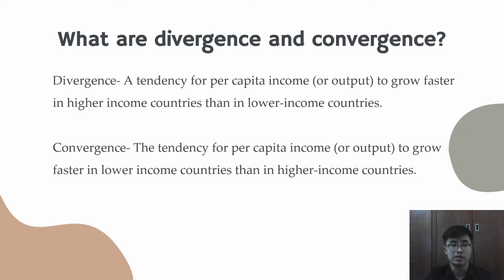Divergence is a tendency for per capita income to grow faster in higher income countries than in lower income countries, so the income gap widens across countries over time. Convergence is the tendency for per capita income to grow faster in lower income countries than in higher income countries, so that the income gap shrinks across countries over time.